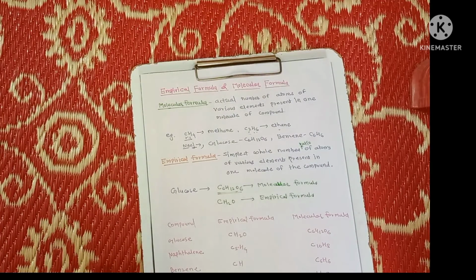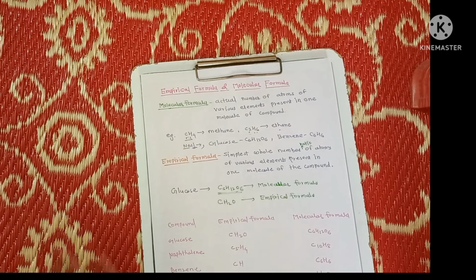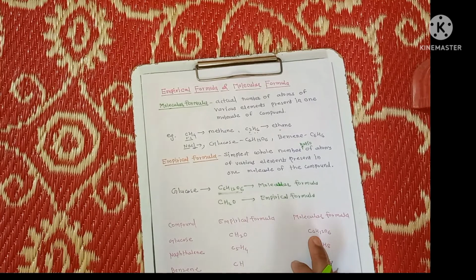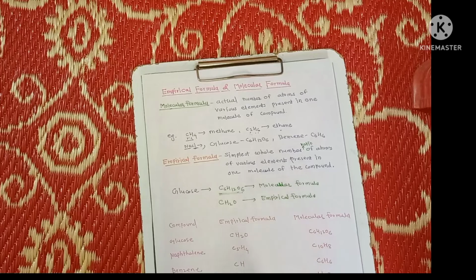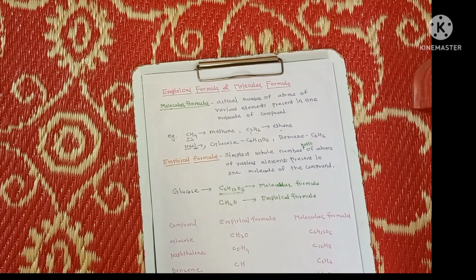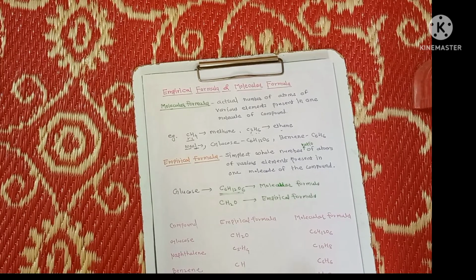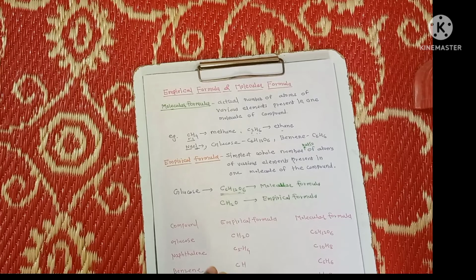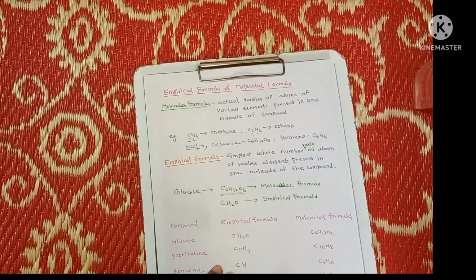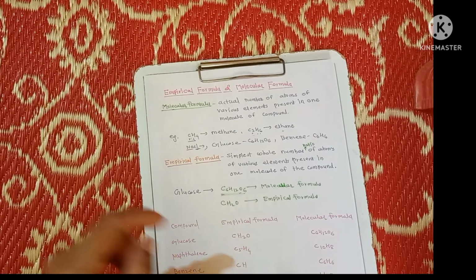Suppose we tally one example with the help of this formula. Suppose the molecular formula of glucose is C6H12O6. Then what do we take N as? N is equal to 6, into the empirical formula CH2O.